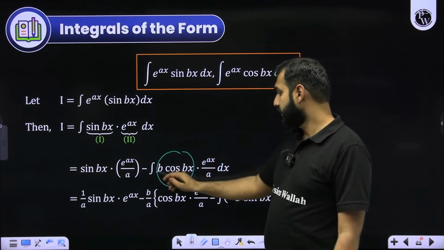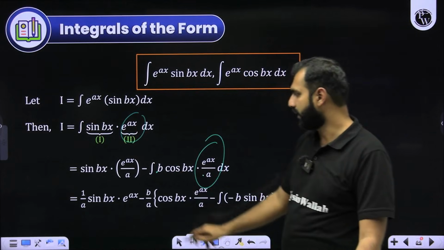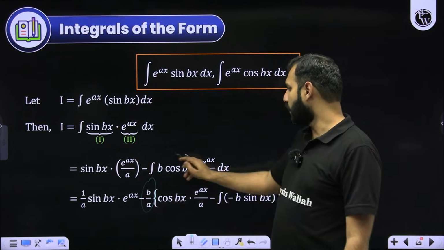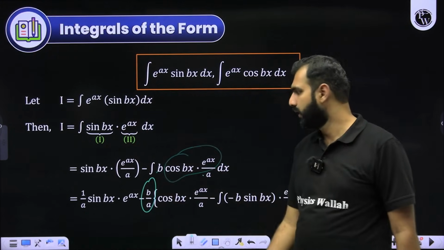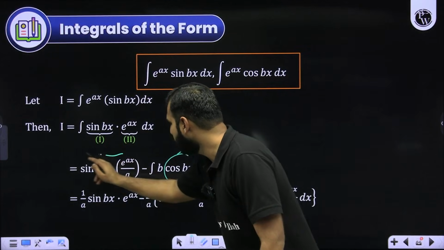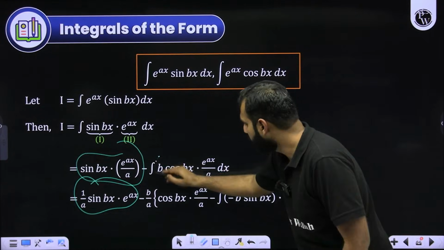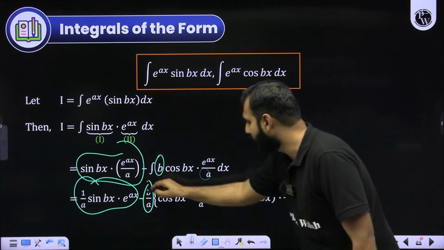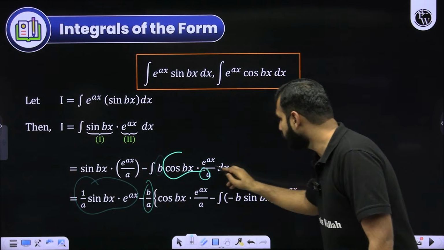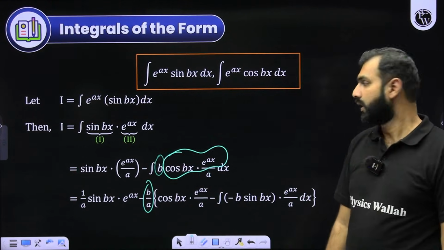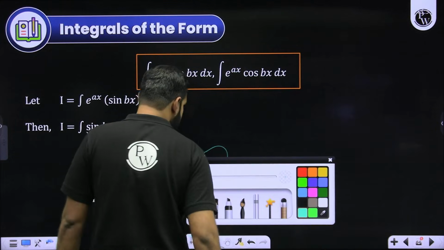Now here, b and a being constants come outside, and you are left with cos bx e to the power ax. So the entire expression is 1 by a sin bx e to the power ax. I hope you can see it here. Then from here, b by a comes outside, and you are left with the integration of cos bx e to the power ax. Now, this part I again start solving.